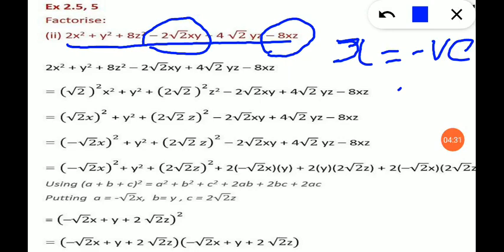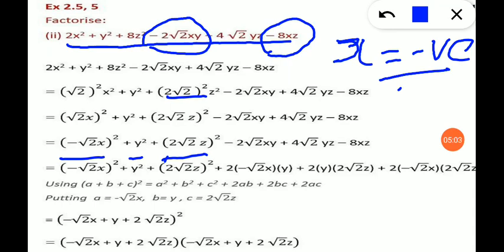Now we will convert. 2 can be written as root 2 square. So 2x square will be root 2x square. But since x is negative, we will take minus root 2x whole square. Then y square as it is. 8 we can write as 2 root 2 whole square, and hence it becomes 2 root 2 z whole square.